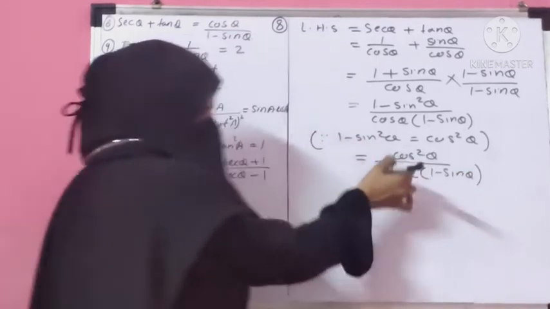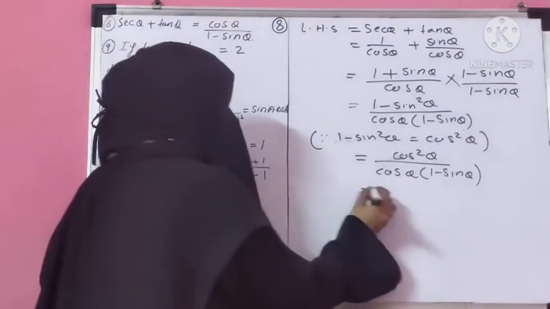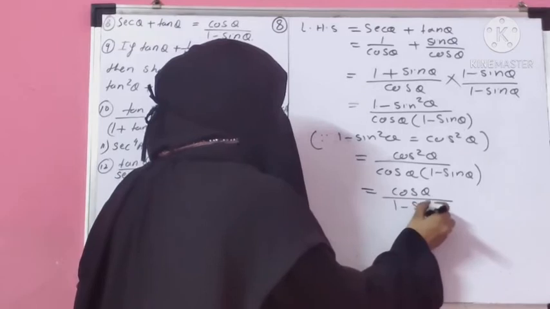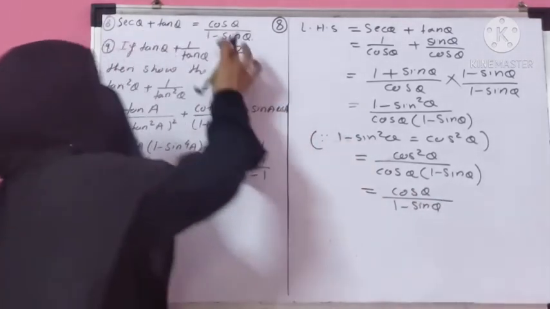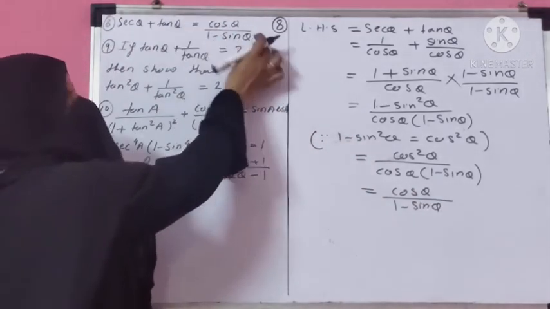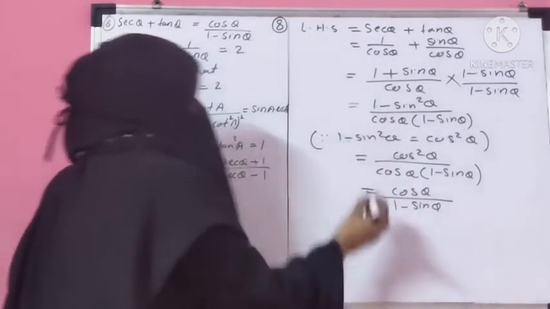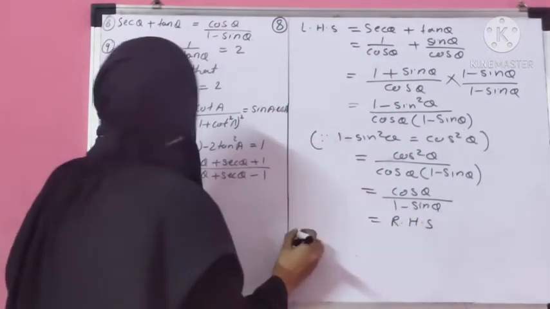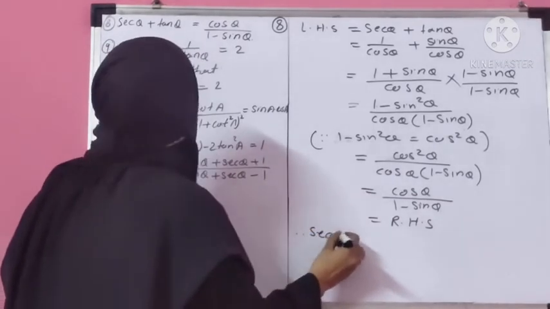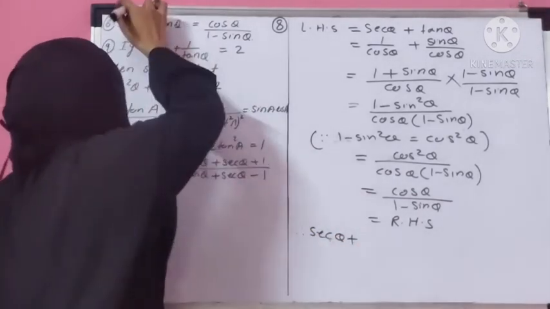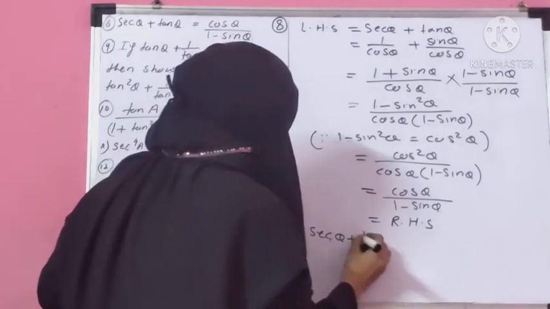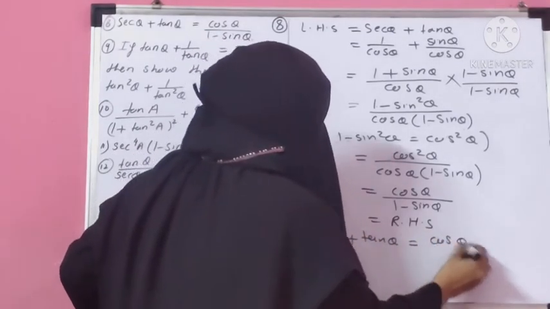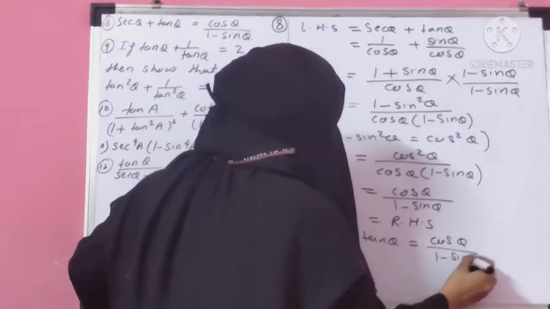Okay. One cos theta gets cancelled. Now the next step is cos theta upon 1 minus sin theta. Now see the right hand side part, cos theta upon 1 minus sin theta. That means your left hand side part is equal to the right hand side part. That means we have proved here, the left hand side part sec theta plus tan theta is equal to the right hand side part, that means cos theta upon 1 minus sin theta.